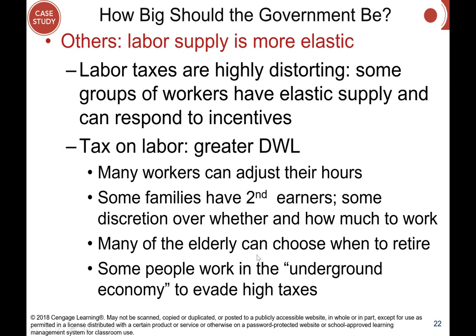Others argue labor supply is more elastic. Labor taxes are highly distorting. Some groups of workers have elastic supply and can respond to incentives. Tax on labor leads to greater deadweight loss. Many workers can adjust their hours. Some families have second earners, with some discretion over whether and how much to work. Many of the elderly can choose when to retire. Some people work in the underground economy to evade taxes.